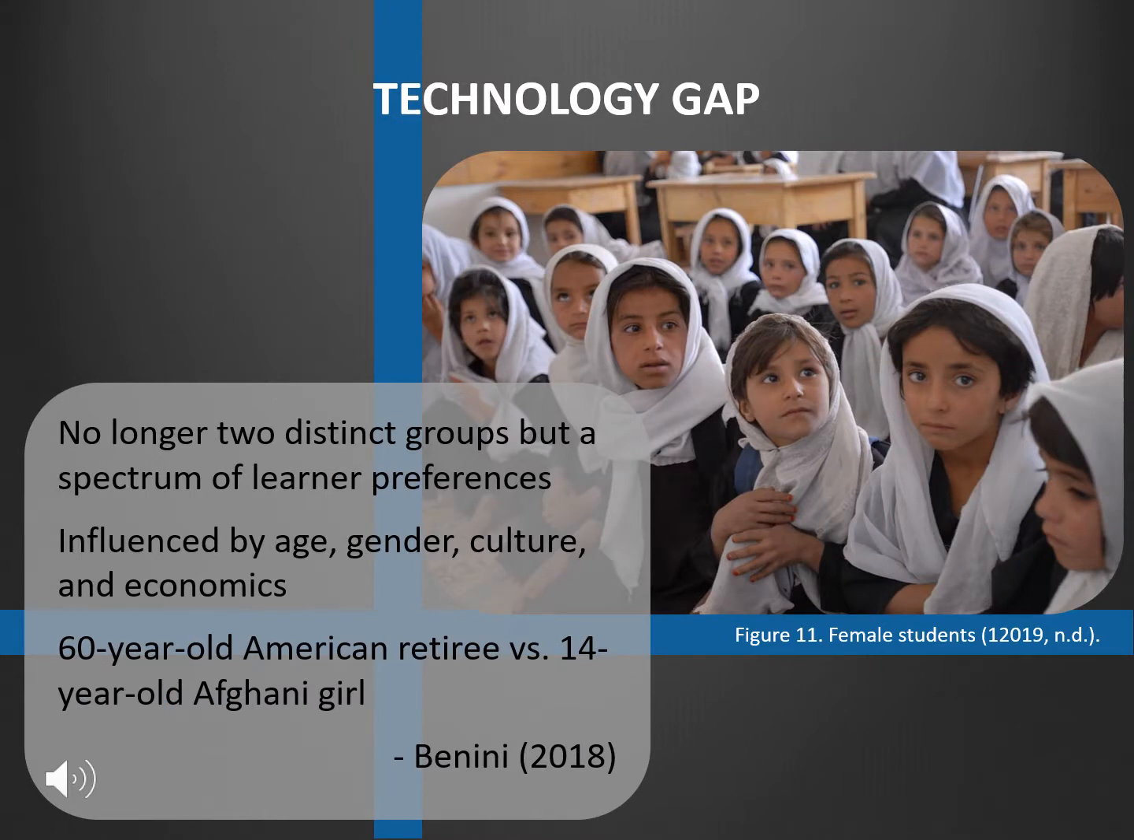There may be a generational gap that influences whether or not a learner prefers traditional or digital learning, but instead of two distinct groups, there perhaps is a spectrum of learning preferences influenced by age, gender, culture, and economics. The most significant gap between the traditional and digital learner may lie in access to technology, which is tied to socioeconomic status. For example, a 60-year-old retiree living in San Francisco is more likely to have access to technology such as a smartphone than a 14-year-old girl in a tribal community in the Middle East. Both may prefer a mix of traditional and digital learning, but only one may have access to both options.